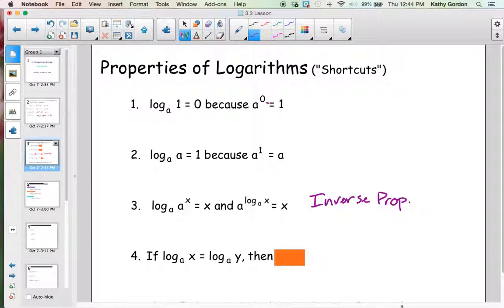Okay? And then what do you think about this last one? We didn't actually have this in our examples, but logic, I think, should prevail here. If the log base A of x is going to be equal to the log base A of y, then what's the conclusion? X equals y. X is going to have to equal y. Okay? This also has a particular name to it. It is called the one-to-one property.